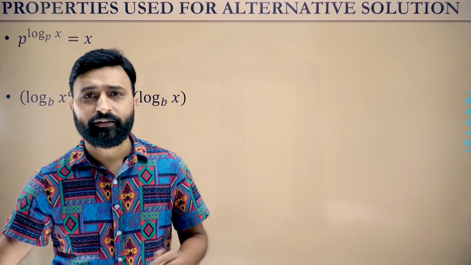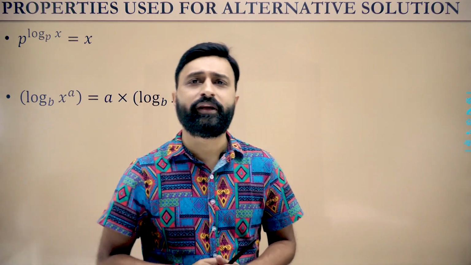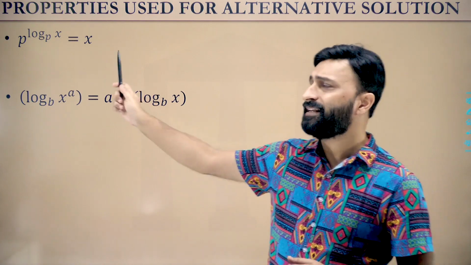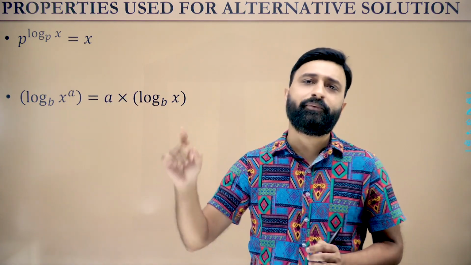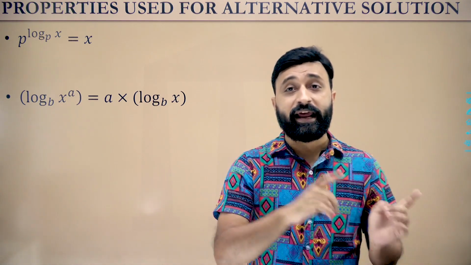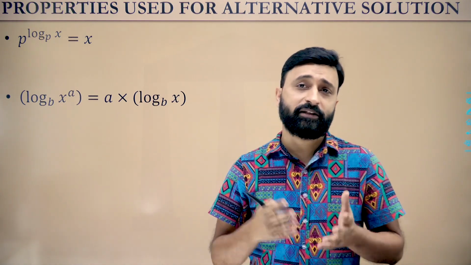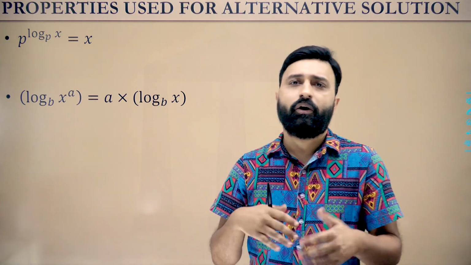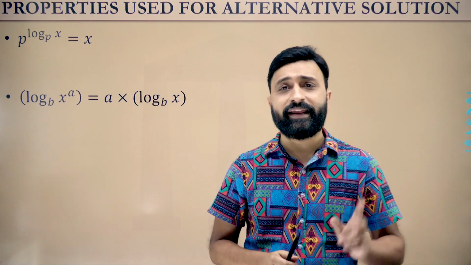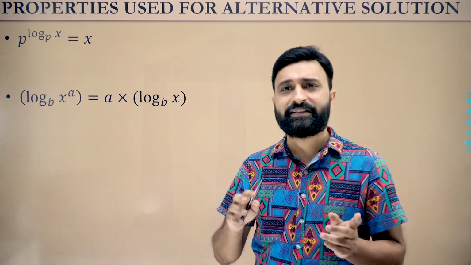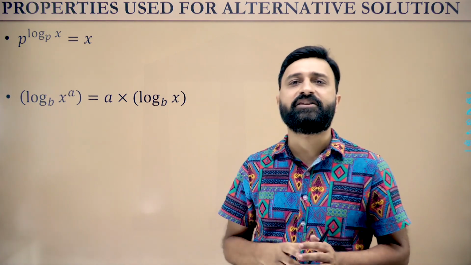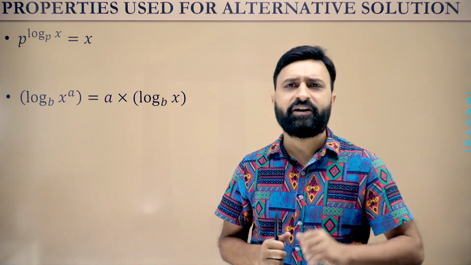Now before I do that, let's just revise two key properties which will be used to provide this alternative proof. The first property is with respect to the inverse relationship between the exponential and the logarithmic operations. Exponential and logarithmic operations are inverses of each other. So it means that exponents and logarithms with the same base will actually cancel each other out, just like multiplication and division.